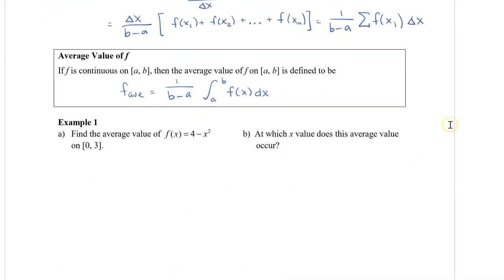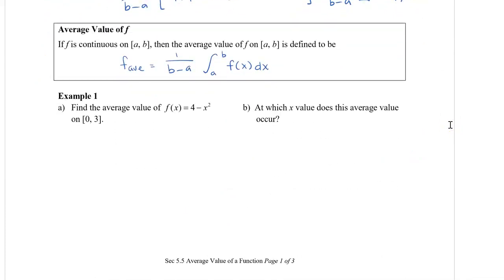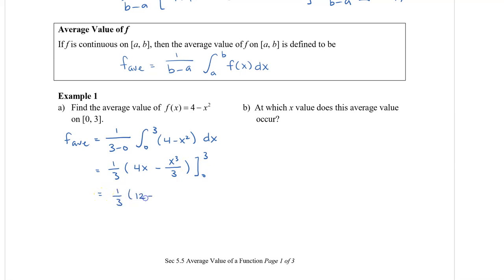So let's take a look at an example. Find the average value of f of x equal to 4 minus x squared on the interval from 0 to 3. So using the formula, we have that the average is equal to 1 divided by b minus a, so this would be 3 minus 0, and the integral is from 0 to 3, and our function is 4 minus x squared, and then dx. So we have 1/3, and then we're going to find the integral. This would be 4x minus x cubed divided by 3, and we're going to evaluate from 0 to 3. So we have 1/3, and then 12 minus 27 divided by 3. So that's going to be 9. So 12 minus 9 is 3. And then 1/3 of 3 is equal to 1.